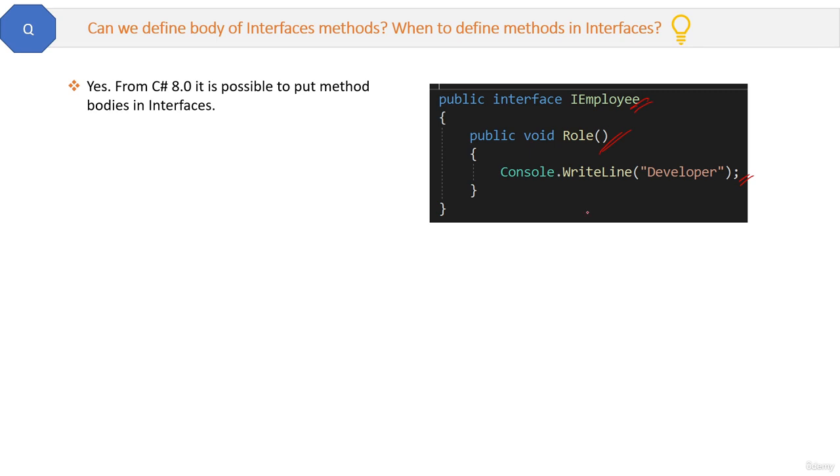The reason is, suppose you have a project, an employee management system. Initially, you created this iEmployee interface with a role method declaration only, okay? But after 1 year, you realized that this role method should be a concrete method and you should define it now. Now, if you convert this interface to an abstract class, then a lot of code change will be required, right? So that's why Microsoft allowed adding a body for interfaces also. But remember, when you are creating the project from scratch, use abstract classes if your methods have bodies.